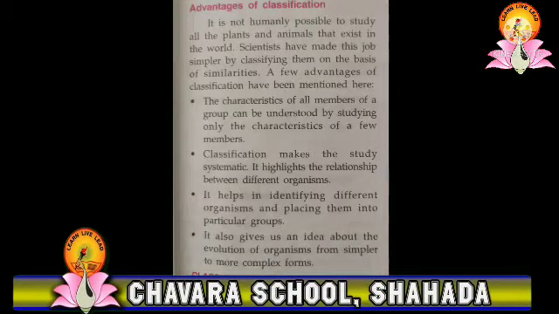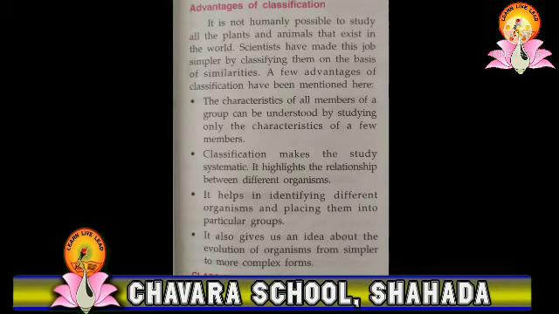So here are the advantages of classification. The first advantage is the characteristic of all the members of a group can be understood by studying only the characteristic of few members. That means you don't have to study all the members of a particular group in any kingdom. If you study very few of them with their characteristic, it will help you to understand all the other members of that particular group, since all of them have the same characteristic.